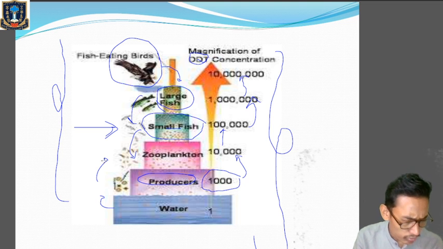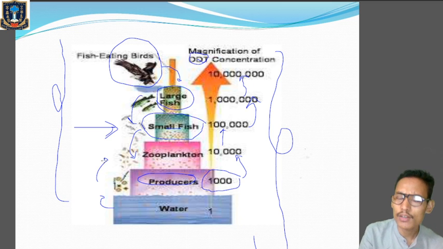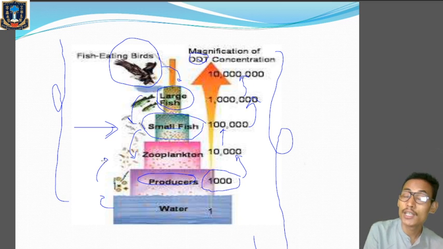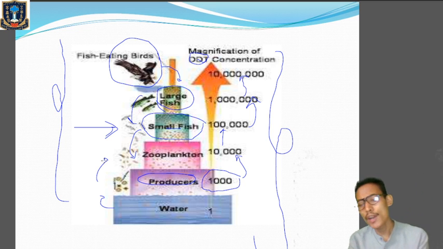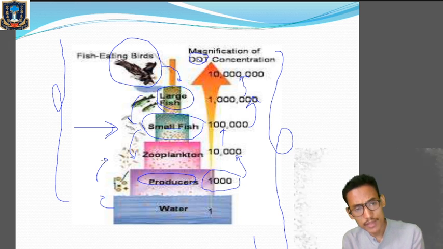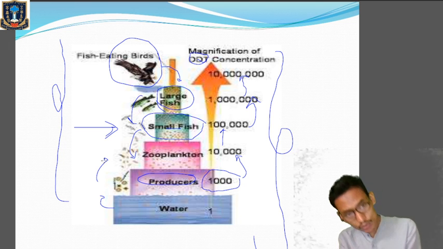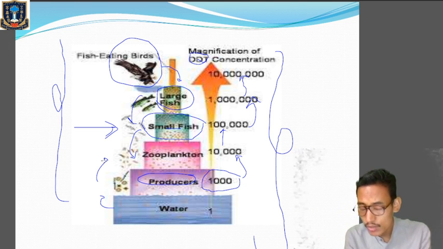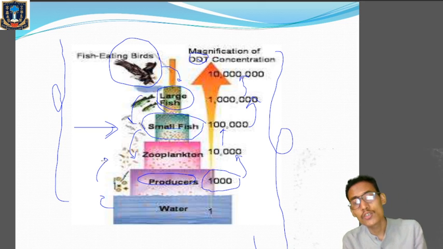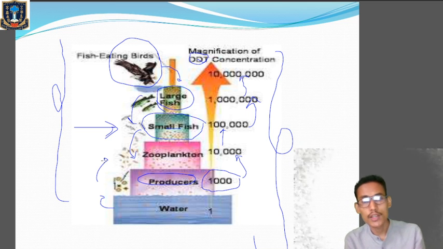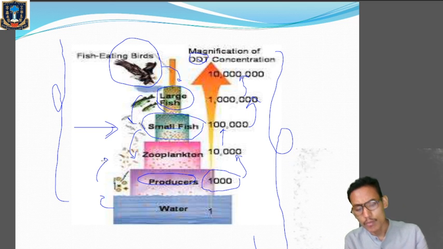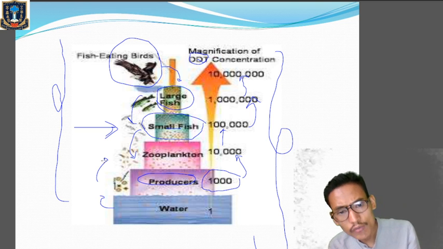So in today's class, we have learned about the structure of the ecosystem. We have discussed the biotic component and the abiotic component. In the biotic component, we learned about autotrophs and heterotrophs. In heterotrophs, we learned about primary consumers, secondary consumers, tertiary consumers, decomposers, and parasites. Then we learned about the food chain and the food web, and about bioaccumulation and biomagnification.